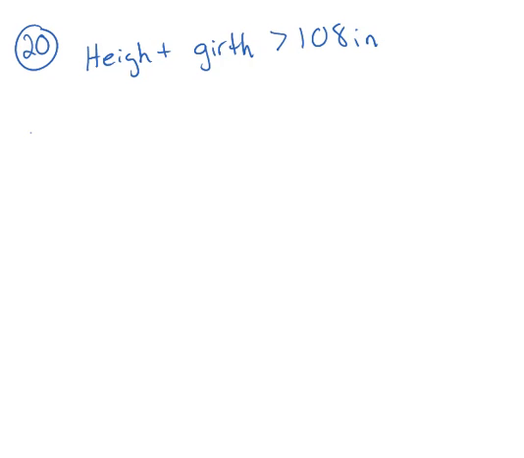Okay, looking at number 20, it says, according to postal regulations, a carton is classified as oversized if the sum of its height plus its girth exceeds 108 inches. So if it's greater than 108, it's considered oversized. We want to find the dimensions of a carton with a square base that is not oversized and has maximum volume.